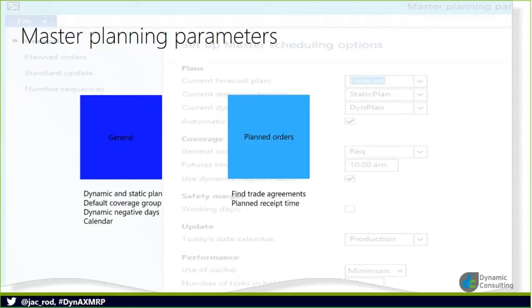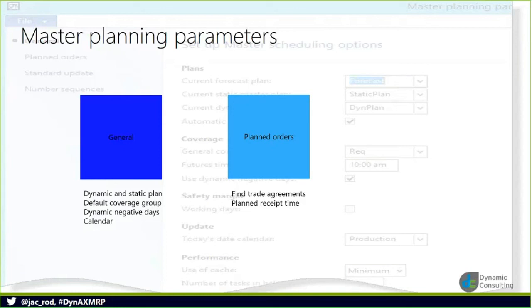The planned orders tab, you can specify if you should use trade agreements or not. And as far as trade agreements go, this is kind of an interesting spot here, I think. You can specify that master planning, so let's step back. When master planning generates planned purchase orders, the planned purchase order is a suggestion saying, hey, purchasing team, you need to create a purchase order to this vendor for this item that needs to be ordered this time, and it's going to cost this much.